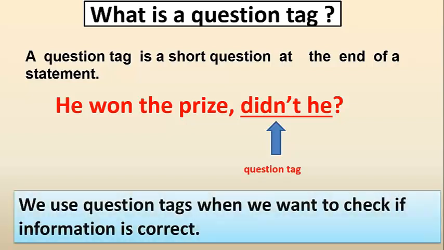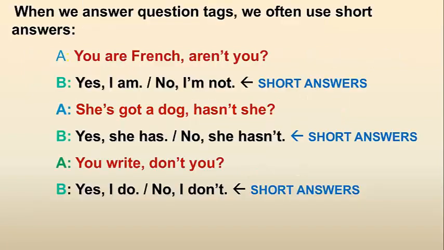So we use question tags when we want to check if information is correct. When we answer question tags, we often use short answers. For example, you are French, aren't you? You may answer as yes, I am, or you may say no, I am not. Both these are short answers.